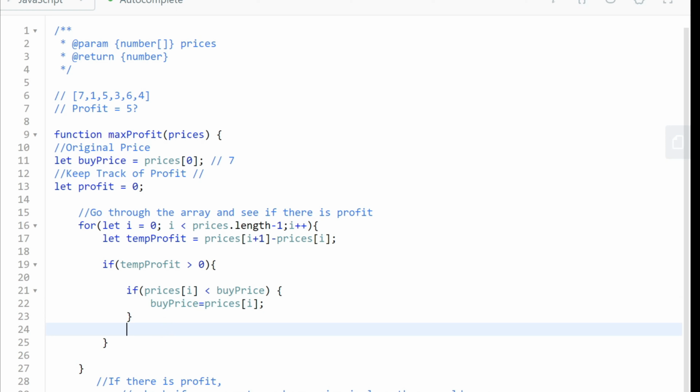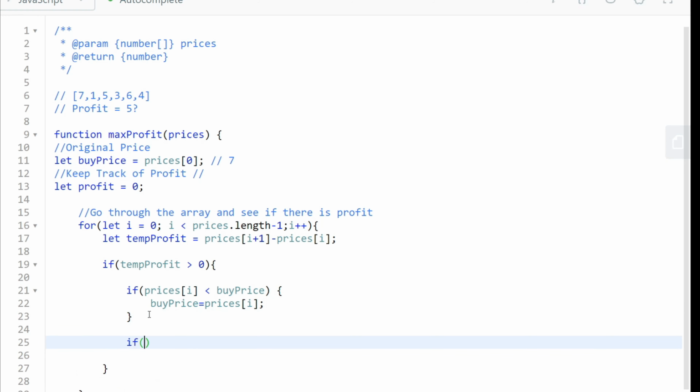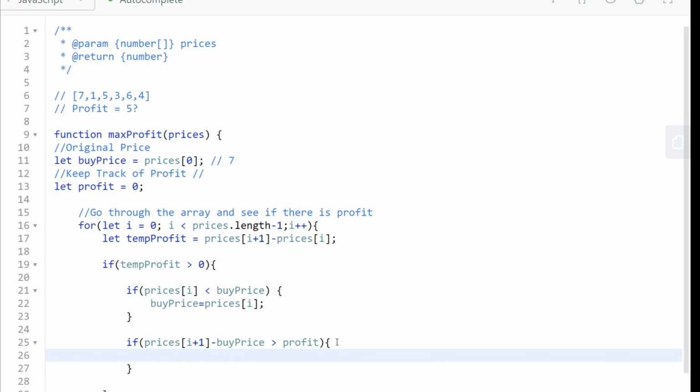So now what do we need to do? We've replaced it. Now we have to track our profit, right? So how do we track our profit? Compute profit. Our computed profit is greater than our old profit. So let's check if our computed profit, which is prices at I plus 1 minus our buy price, is greater than our current profit. And if it is, we will just replace profit with this beautiful thing. Cool.